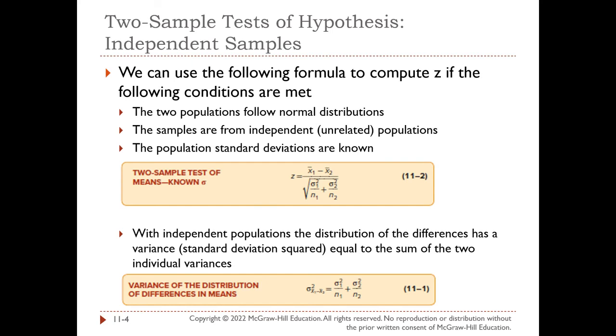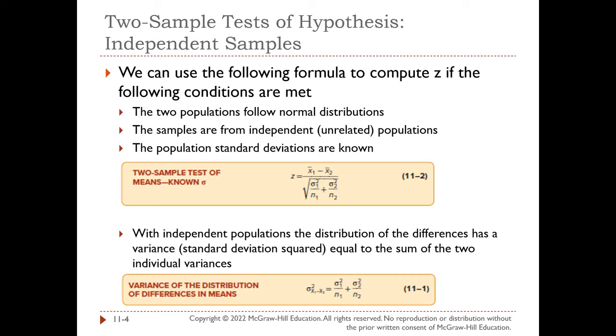Well, let's go. So, we can use the following formulas to compute our z. As soon as you hear z, you definitely know this is known standard deviation, right? Because it's always t when we use unknown standard deviation. So, we're going to compute z if the following conditions are met. The two populations follow normal distributions. The samples are from independent, unrelated populations. That's going to be key. The population standard deviations are known.